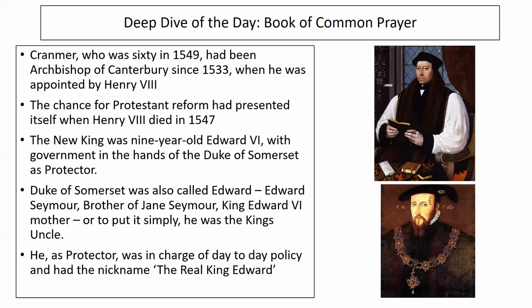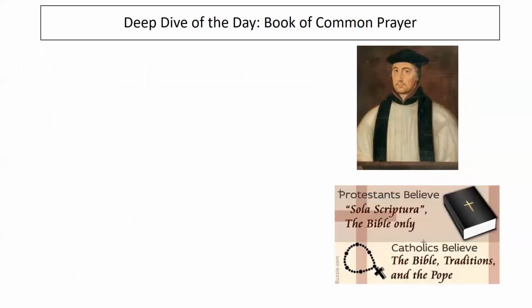Now, as protector, he was actually in charge of day-to-day policy, and he had a nickname around the corridors of power as the real King Edward. So all the big decisions actually went through this gentleman. While King Edward VI, the 9-year-old boy, was definitely, absolutely 100% the king in name, it was the Duke of Somerset who set policy and made decisions. For any of those Game of Thrones fans out there, think of him as the Tywin Lannister to Joffrey Baratheon. In any event, moving on to real history.